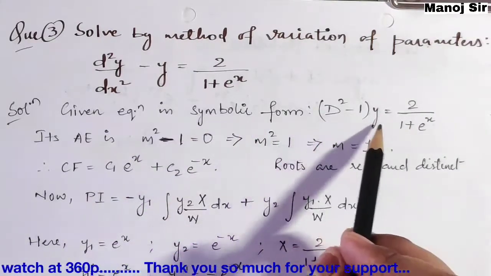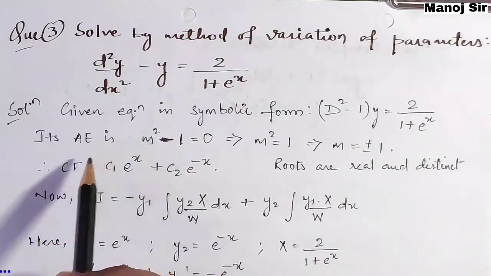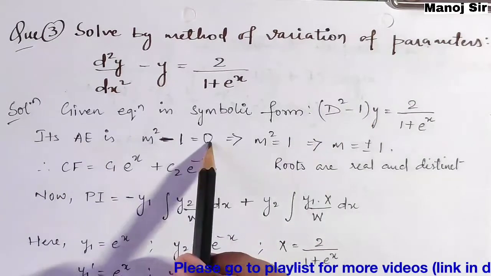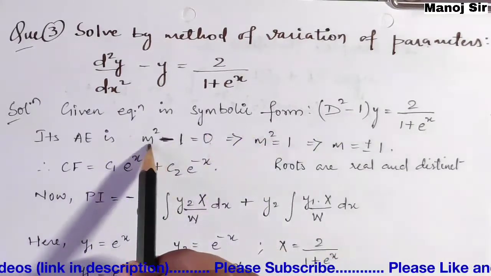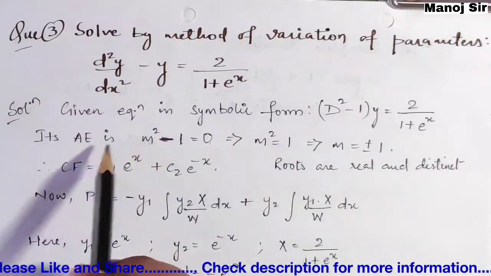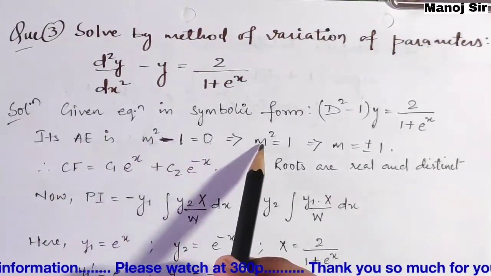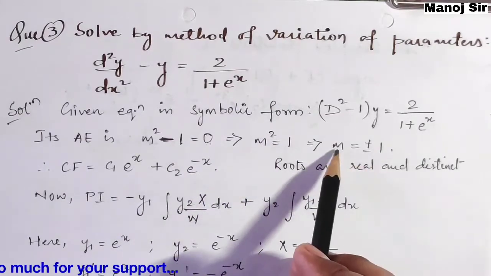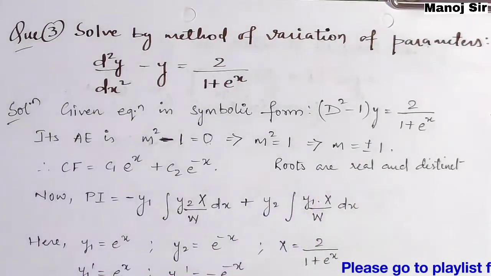After writing the equation in symbolic form, what we can do next is simply write the auxiliary equation. To write the auxiliary equation, we will equate the coefficient of y to 0, and we will write m in place of D. So the auxiliary equation will become m square minus 1 equal to 0. Take this minus 1 to the other side, this will become m square equals to plus 1 and m equals to plus minus 1. Since m equals plus minus 1, the roots are real and distinct.